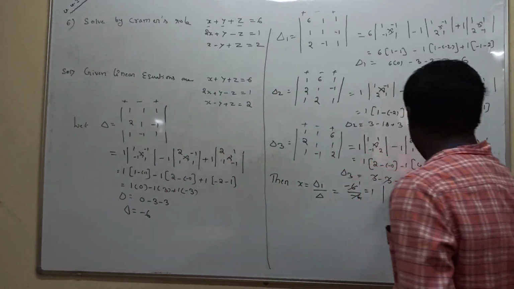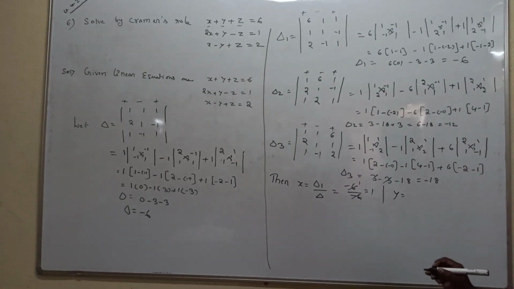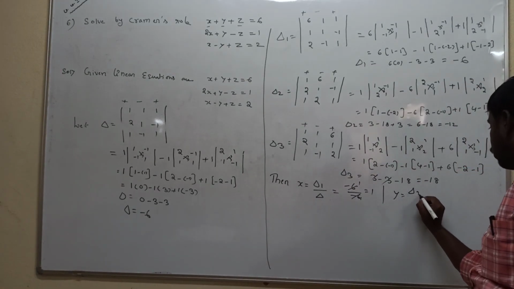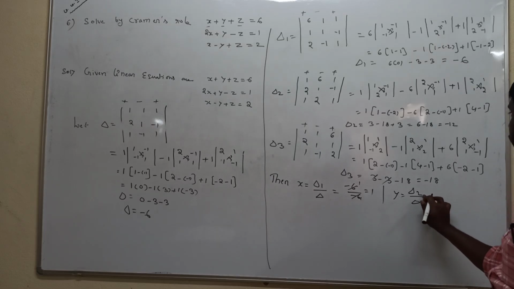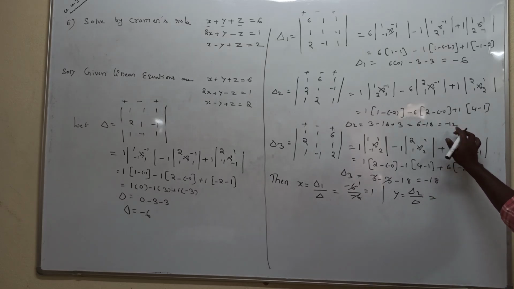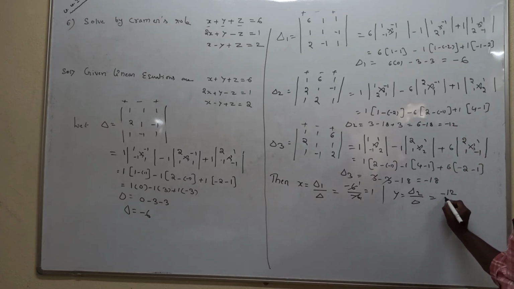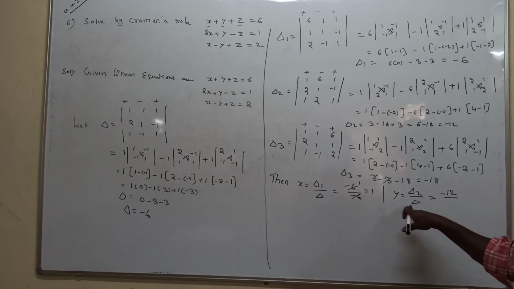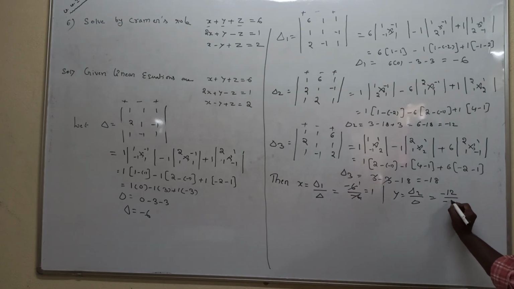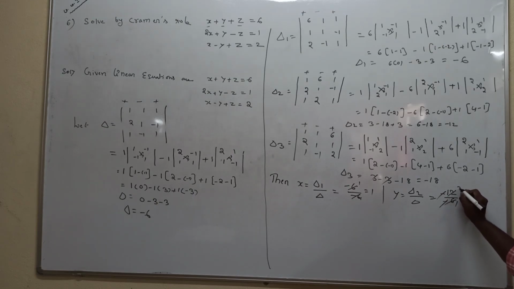Next, y is equal to delta 2 by delta. What is the delta 2 value we got? Minus 12. So minus 12 divided by the delta value, which is minus 6. Minus and minus get cancelled, 6 ones are 6, 6 twos are 12. So finally we got the y value is 2.